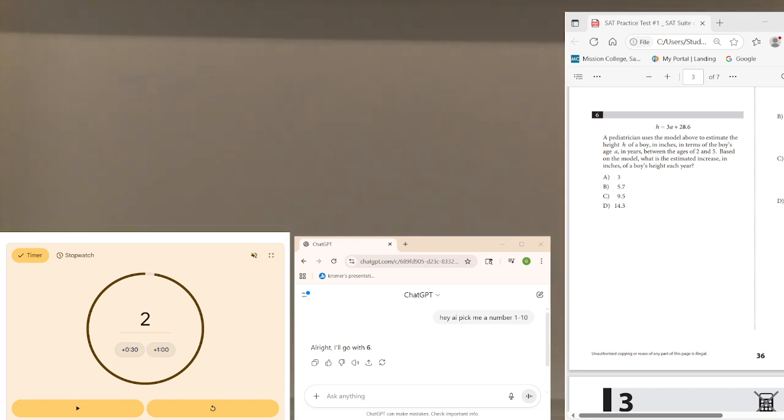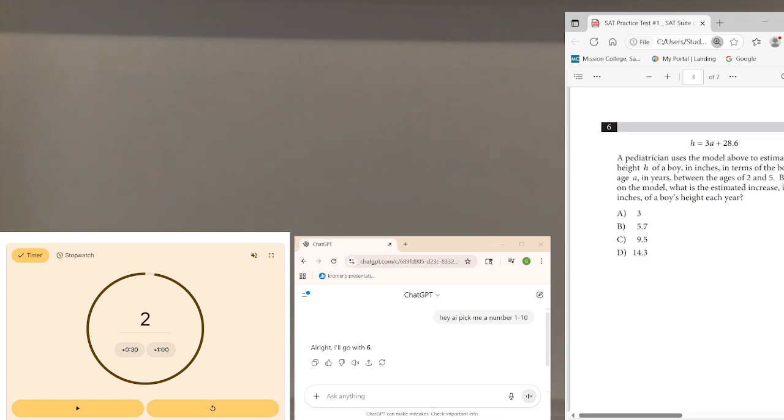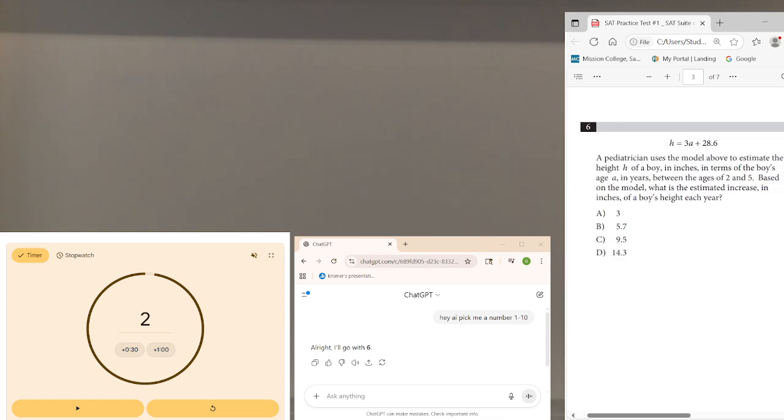So, first I wanted to say thank you to AI for picking that problem for us. And we'll go ahead and read the question more in detail. You guys should have been able to see it, but I'll just zoom it in to make it a little bit better and then read the question out loud, and then we'll do it on our board. A pediatrician uses the model above to estimate the height H of a boy in inches in terms of the boy's age A in years between the ages of 2 and 5.